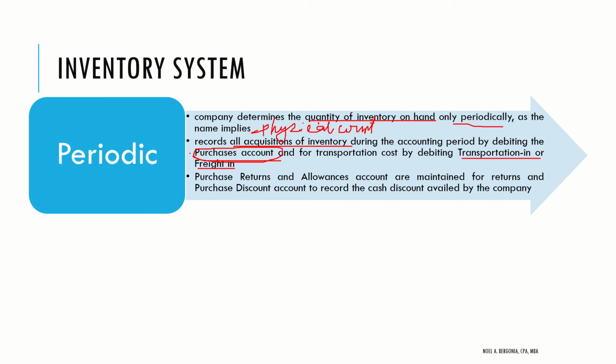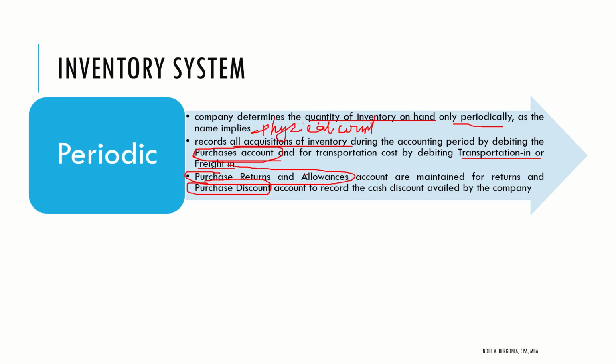Okay? So kapag nagkaroon ng returns, tayo yung magbabalik ngayon, then we will be recording it under purchase returns and allowances. And then once na nag-avail tayo, nagbayad tayo being the buyer on time or within the discount period, then we could avail the purchase discount. So yan yung mga account titles if we are going to use periodic inventory system.